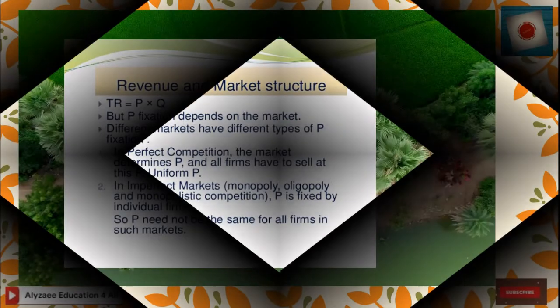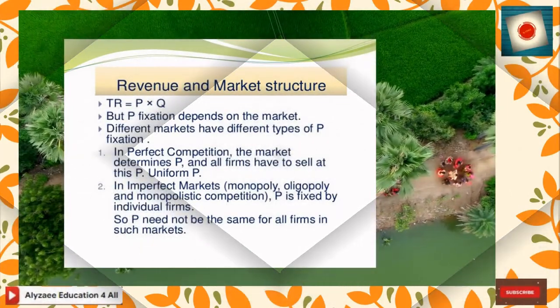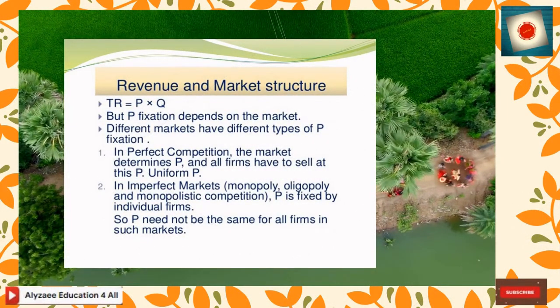Market structure. So TR is equal to price into quantity, but price fixation depends on the market. Different markets have different types of price fixation. In perfect competition, the market determines price and all firms have to sell at this price, so it needs to be uniform. So what are the imperfect markets? The monopoly, oligopoly and monopolistic competition. These terminologies come under the imperfect market. So price is fixed by individual firms in such markets. So this is the basic concept for revenue and the market structure.